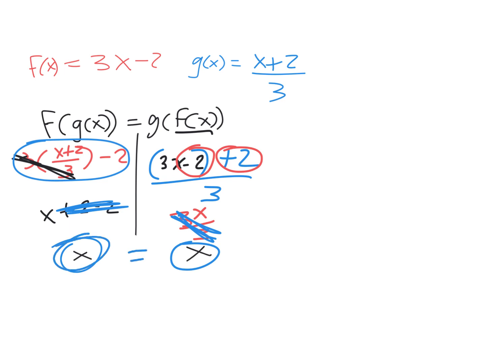Because if this side simplifies to x and this side simplifies to x, then clearly they are equal to each other. F of g of x was the same as g of f of x. Okay. Now, if any one of those is too difficult for you, then I would study that topic.